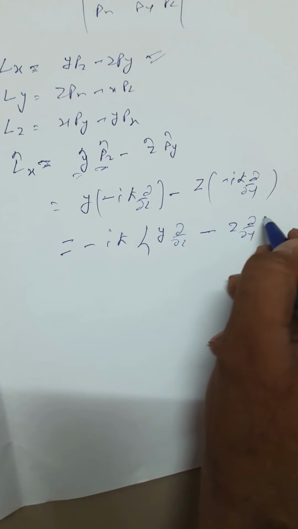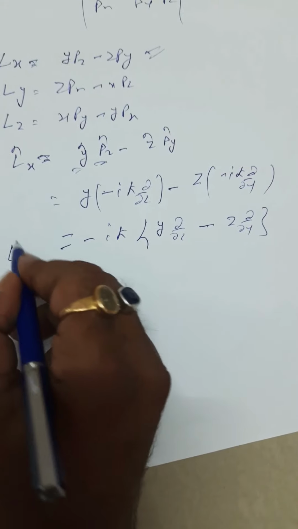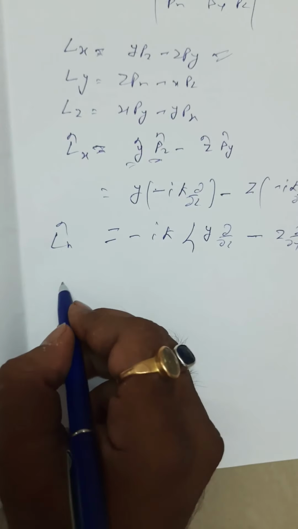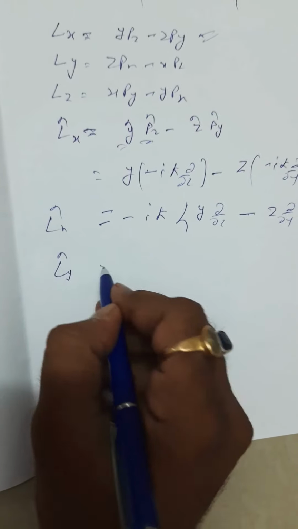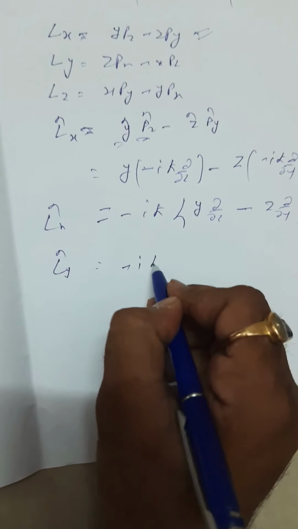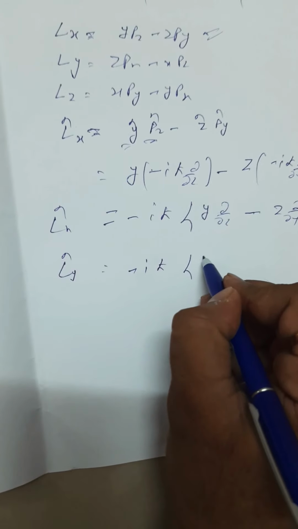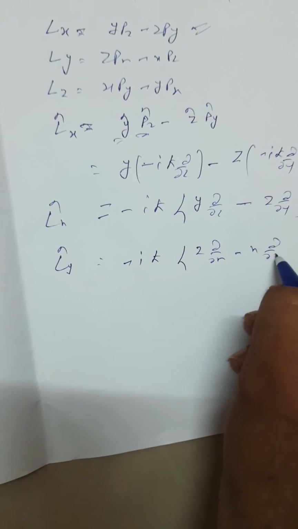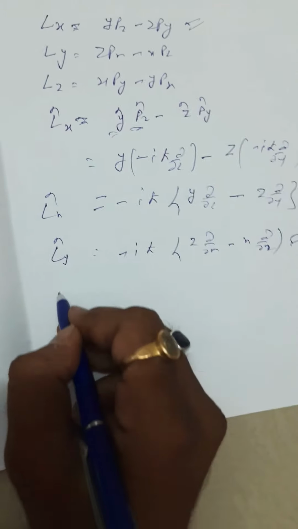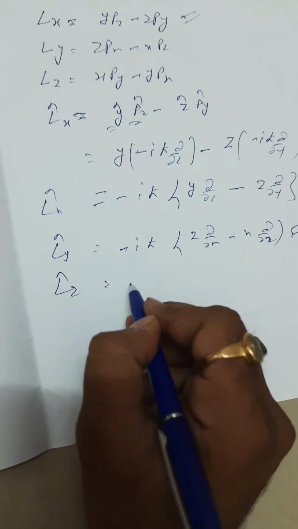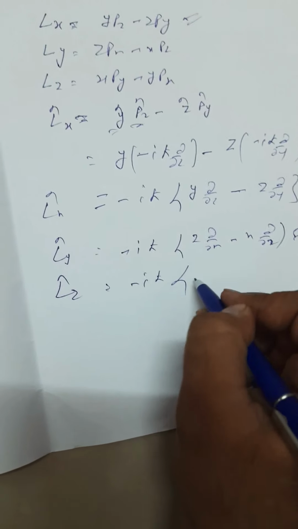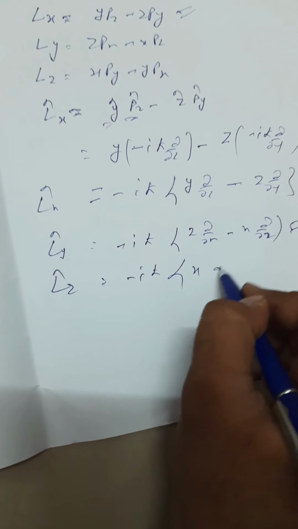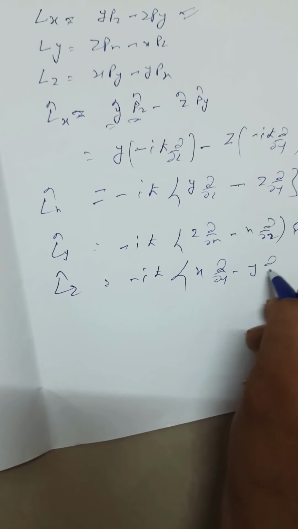So similarly we can write Ly is equal to minus i h cross, z del by del x minus x del by del z. You can find this one on your own, and Lz cap is equal to minus i h cross, that is x del by del y minus y del by del x.